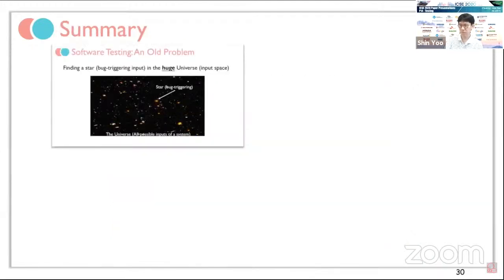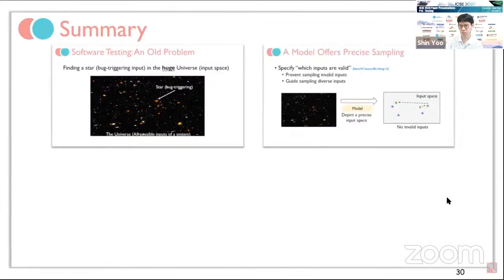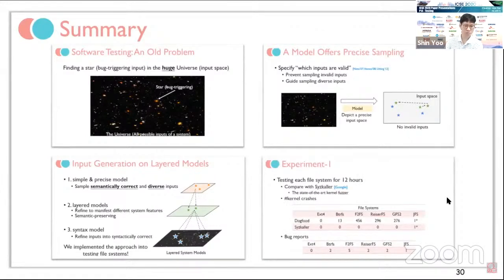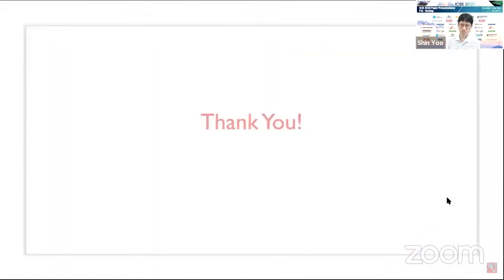Finally, let's make a summary. We see that finding inputs to manifest bugs in software testing is an old and difficult problem. And a model may offer surprises in sampling such inputs, but in practice, building models for complex systems is intractable, and we found that the evolution of software may serve as hints for building layered models, which can help generate inputs. The experiments show the power of our layered models. Thank you.